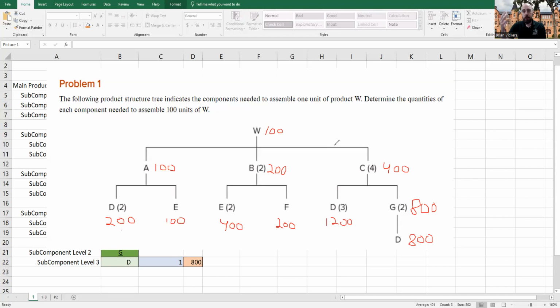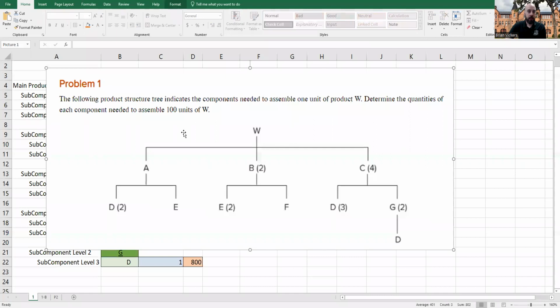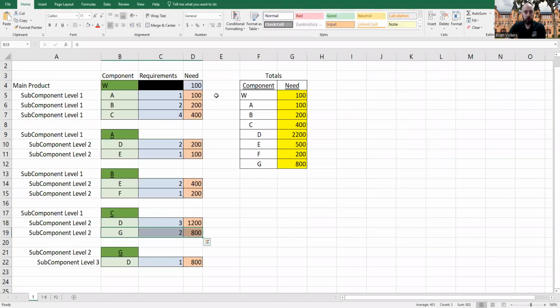Now we can move on to the next part of the problem, which is what if I have some materials on hand already? What if I had 35 A's already on hand? What if I had 120 C's on hand, 350 D's on hand, 250 G's on hand? Well, then we have a gross need effectively here. This is how many we need total, but I have some already on hand.